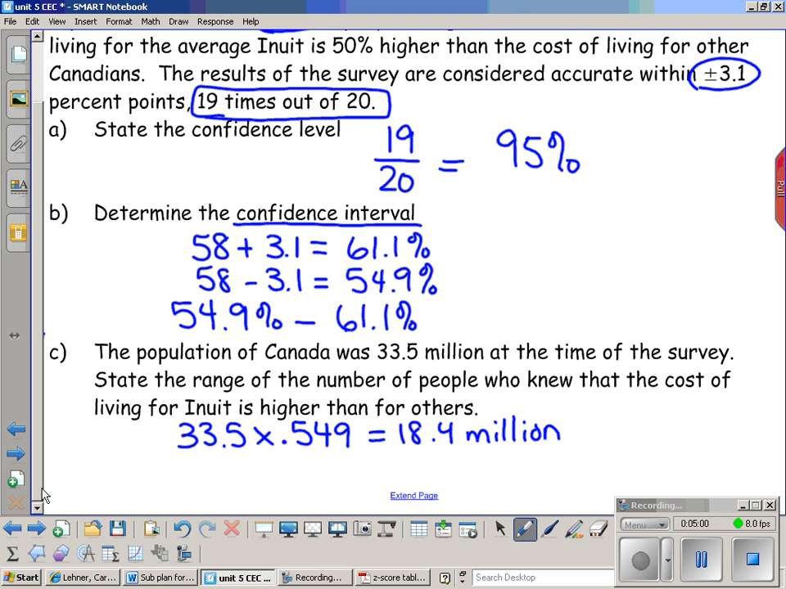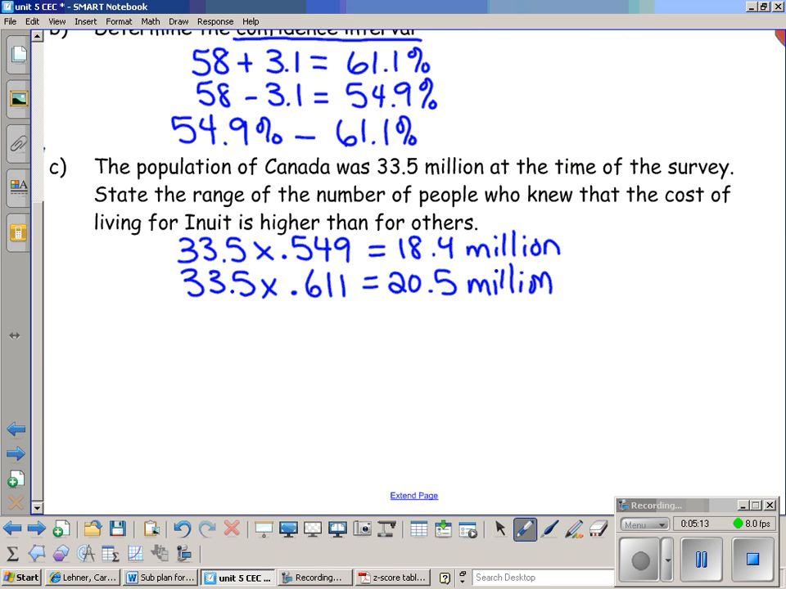If it was at the high end, we have 33.5 million people, and if we said that 61.1% of them actually knew this, we would have 20.5 million people. So therefore, somewhere between 18.4 million and 20.5 million actually know this fact. So somewhere in that range.